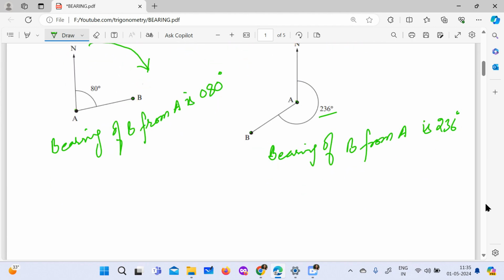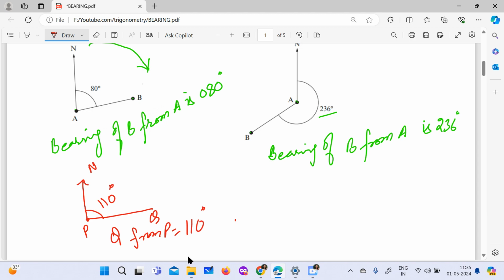Okay, I will do a few more questions on this. Now, suppose you have it like this, and this is marked as N. Then this is your P, and this is your Q, and this is written as 110 degrees. So, what is the bearing of Q from P? For this, your answer will be 110 degrees.